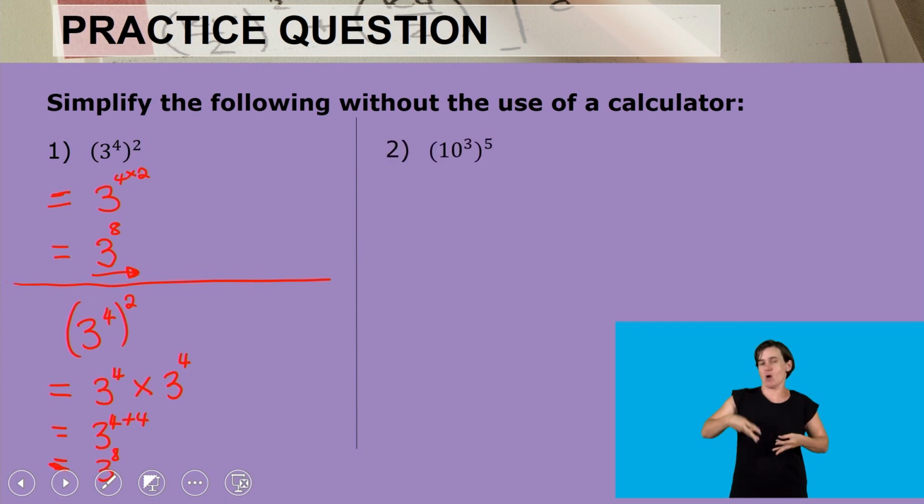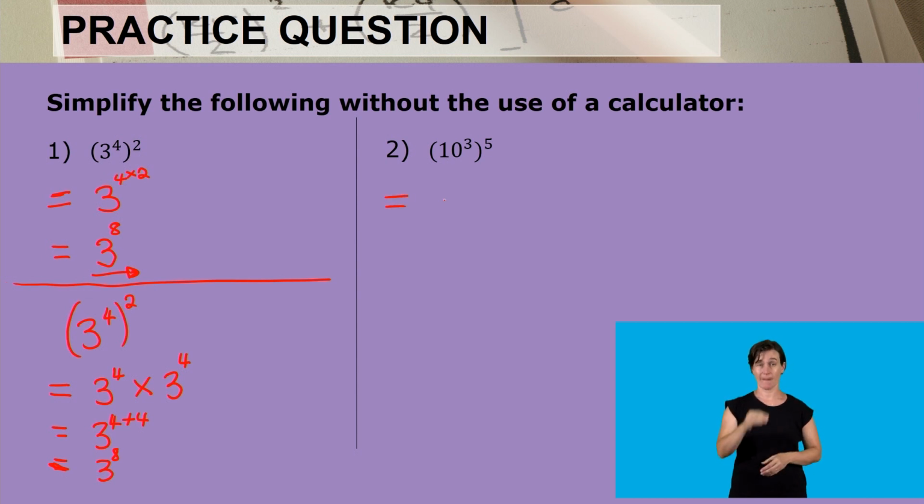So you can choose which law you want to apply and which one best suits you, as long as you use it correctly. Now we have the second one here, which is 10 exponent 3 raised to the power of 5. How are we going to work with this? Again, we take the base and multiply exponent 3 by exponent 5. This will give us a power of base 10 exponent 15.